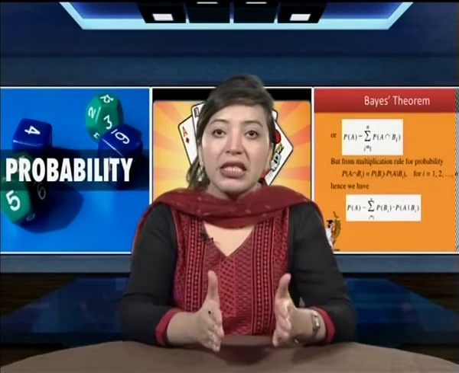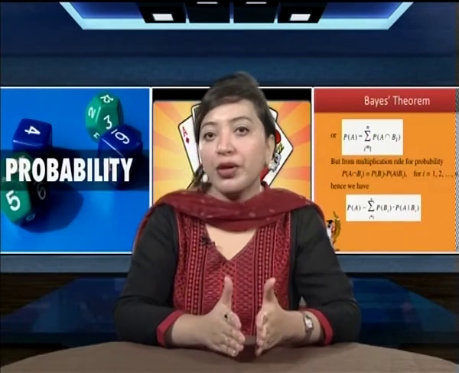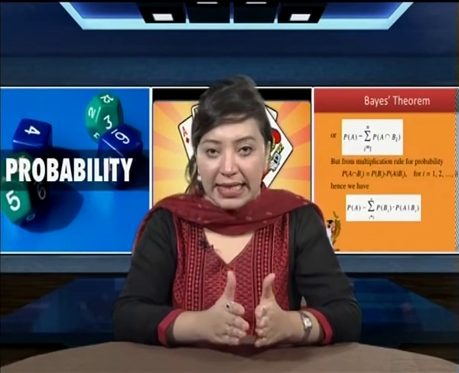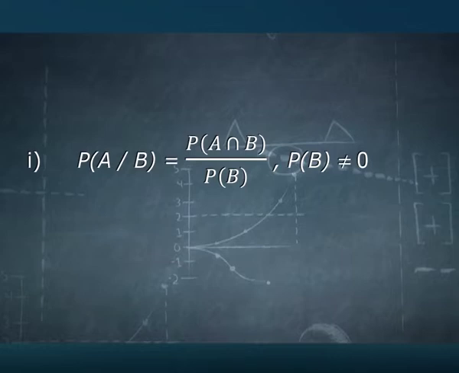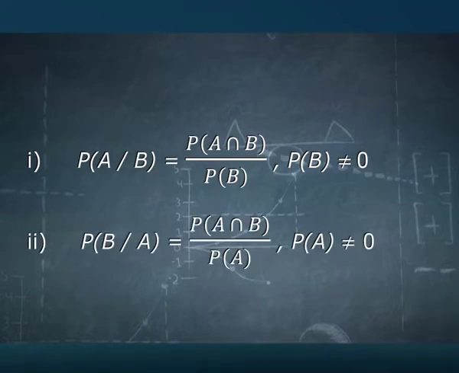So we have for this, if A and B are two events of a sample space S, then first, probability of A given B is equal to probability of A intersection B divided by probability of B, where probability of B is not equal to 0. Second, probability of B given A will be equal to probability of A intersection B divided by probability of A, where again probability of A is not equal to 0.